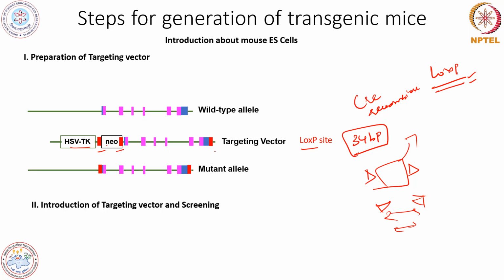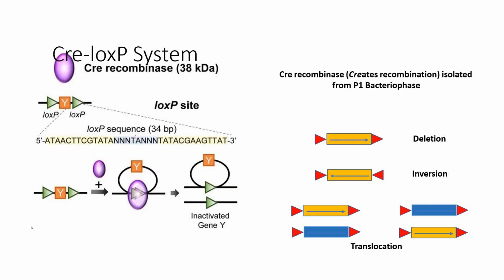So here you see, if the LoxP system is there, then if the Cre enzyme becomes active, this region will be deleted. Okay. So this is what I have been talking about. The LoxP site is nothing but a DNA sequence.